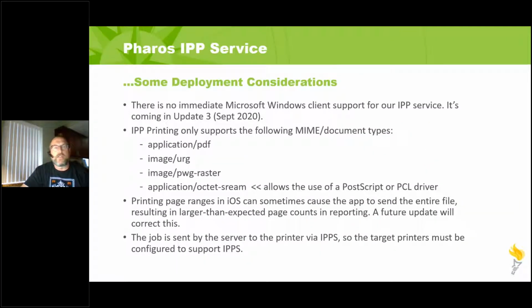Deployment considerations. Within Update 2, there is no immediate support for Microsoft Windows clients. That will be coming in a later update, which is going to be released in the mid to late part of September. The IPP printing service will only support PDF, URF, PWG raster, and then something called octet stream. And that allows us to use a regular printer driver that may generate PCL or PostScript and have it accept that as well.